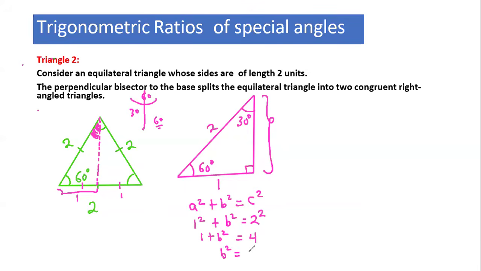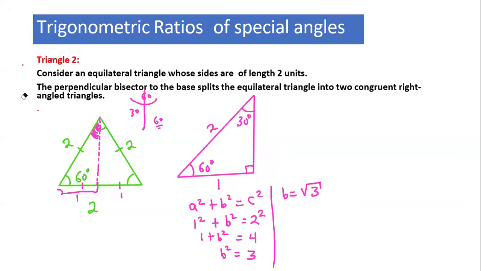So then it would be 4 minus 1, that would be 3. So b squared would equal 3. After that, you cancel out the square of b by putting a square root. Then you put a square root also on 3. Then b will equal square root 3. Okay, perfect. Thank you, Amara.